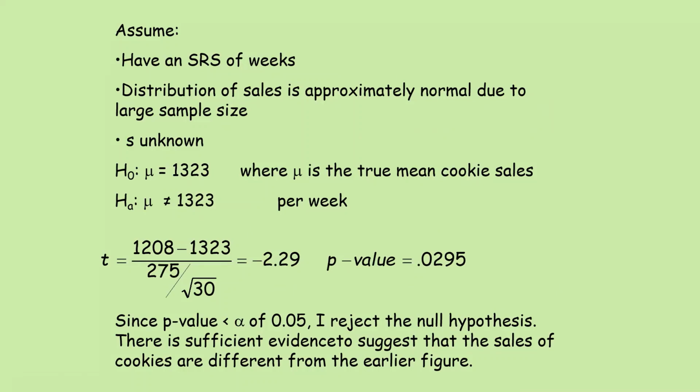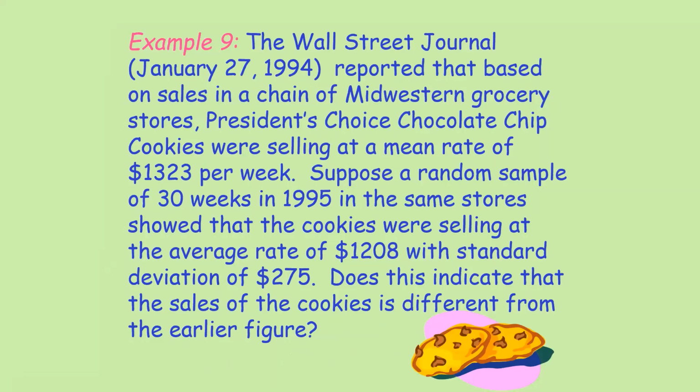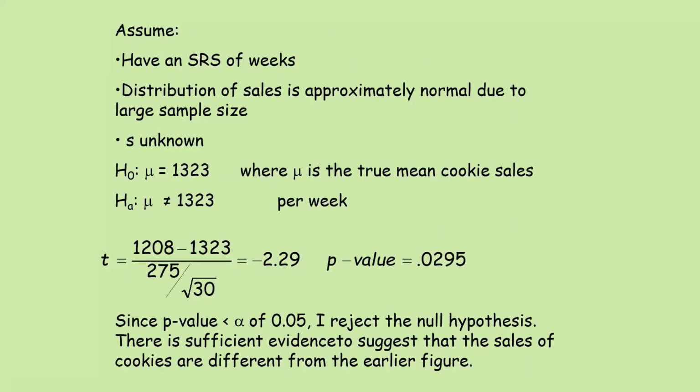So for the hypotheses, we first assume that the null is true. Mu, what they're making in weekly sales, is 1323. And the alternative is that it is not, because notice the wording in the problem: does this indicate that it is different? If it is different, it means not equal to. And we define mu. Mu is the true mean cookie sales per week.